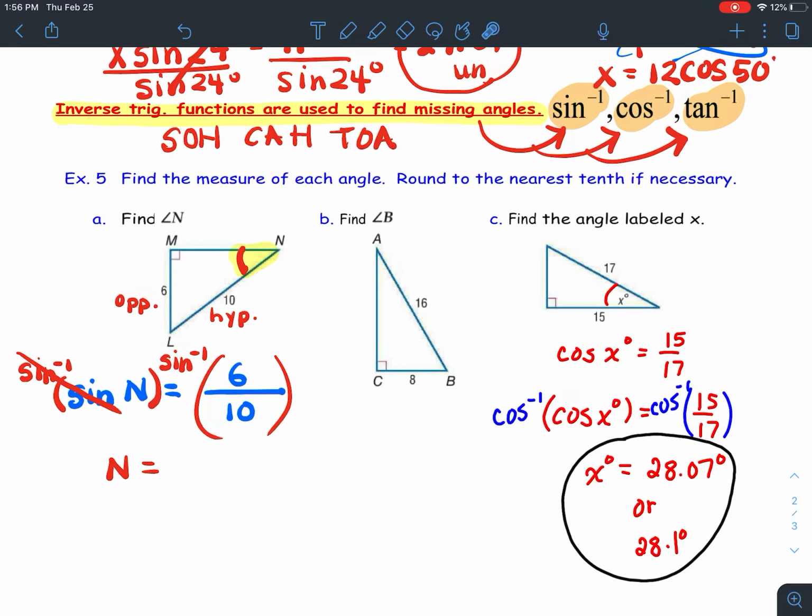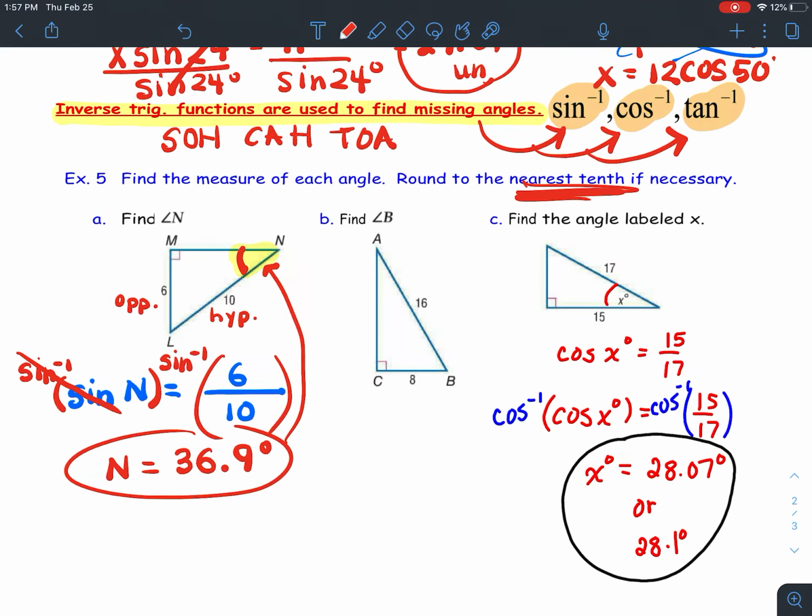So here's what you're going to do on the calculator. You're going to need to press that second button. Then you're going to press the sine key. That's really selecting inverse sine. And then you're taking the inverse sine in the parentheses there. You'll type in 6/10. Usually we round the angles to, it says here, the nearest tenth. That means one decimal place. So we're going to round that to 36.9 degrees. That's what angle n is.